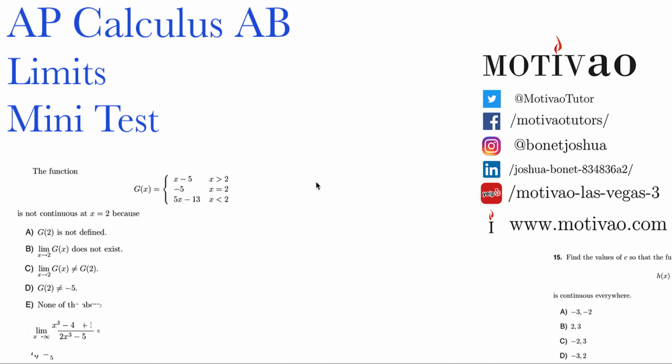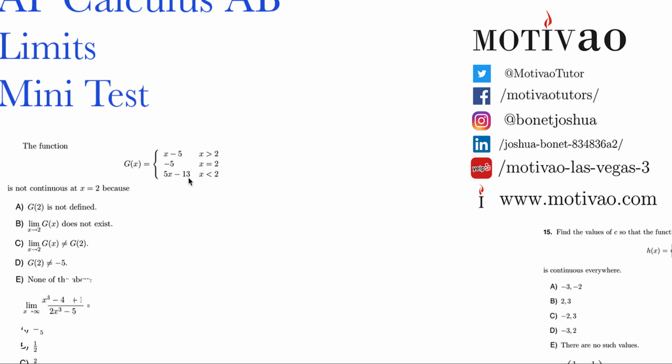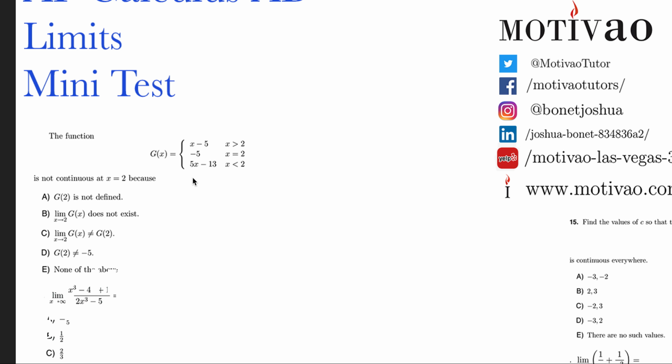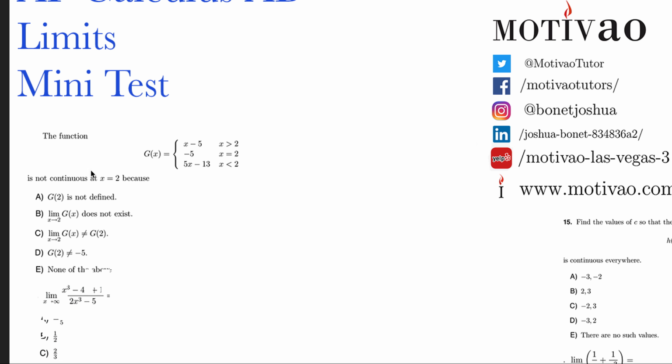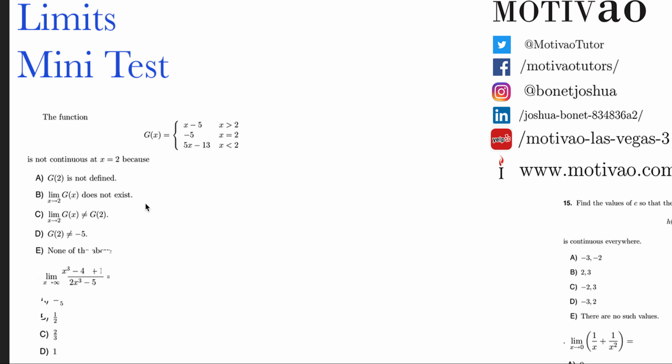Video, we're going to do a mini test, okay? So these are problems from the AP test, and we're going to attack them as if we were on the test. Okay, so the first one says the function g of x equals that is not continuous at x equals 2 because, okay, so what are the possibilities that x cannot be continuous?